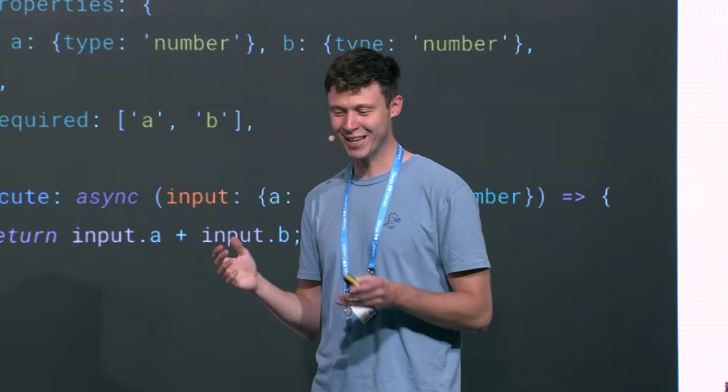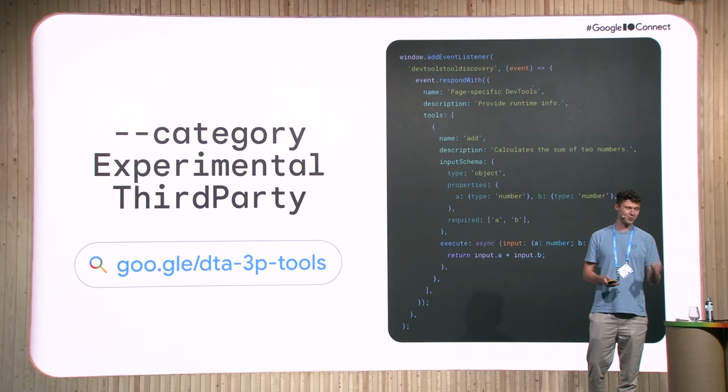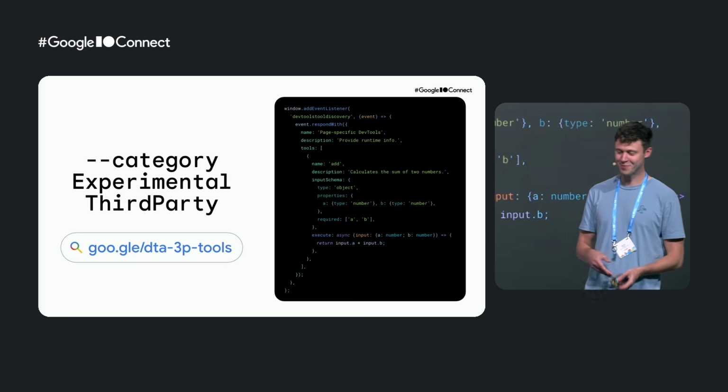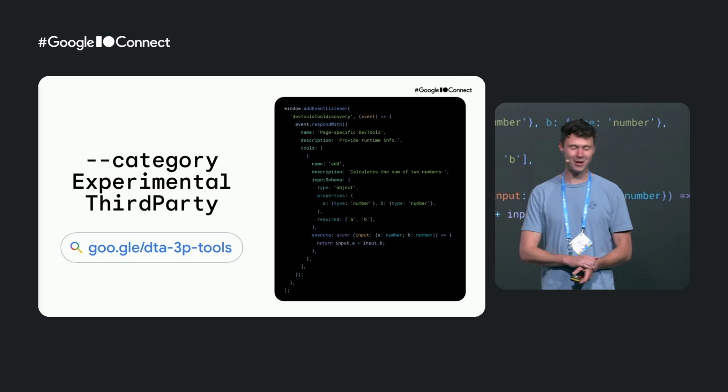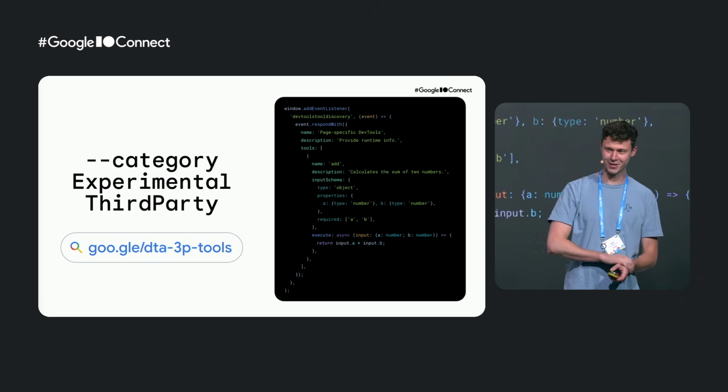What a flag name. This allows you to define custom tools for DevTools for Agents by responding to the DevTools tool discovery event, another great name, from your JavaScript. You can learn more about third-party tools, again, in our docs, which are, by the way, written by Zapata, sitting just here up front.